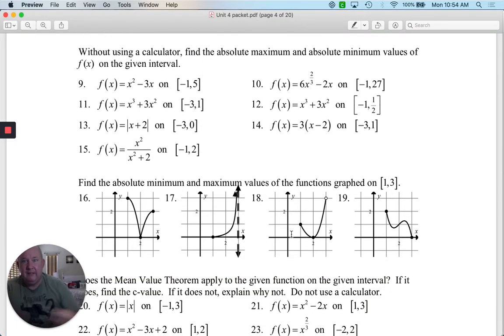All right, number 15. Number 15 will be the last one we do on this video, and I'm going to do a part 2 after this one, which would be a good time for you to take a break, and you can come back and finish your work then. So we have x squared over x squared plus 2 on this interval, -1 to 2. And the question is to find the absolute maximum and the absolute minimum.